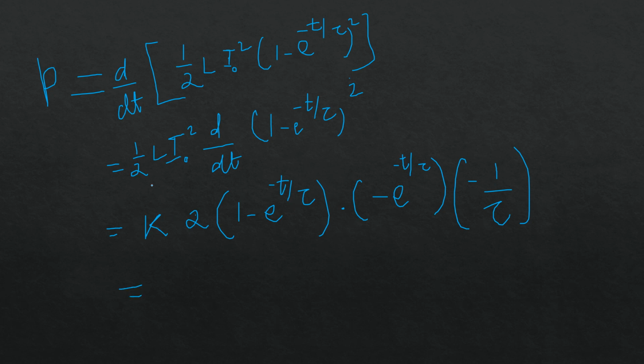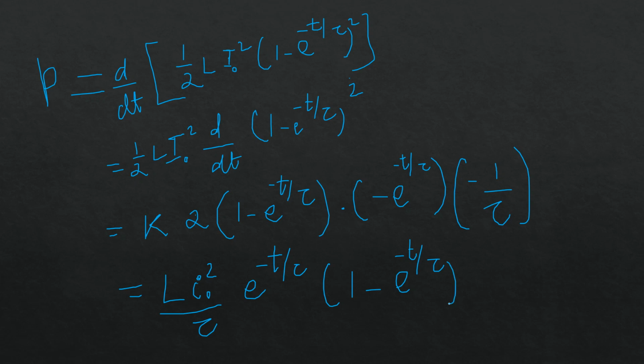Let me put this half L I naught square. Then these two will cancel each other out. This one will become L I naught square. This tau I will take to the beginning. Minus minus will become plus, and it will become e to the power minus t by tau into 1 minus e to the power minus t by tau. All right.